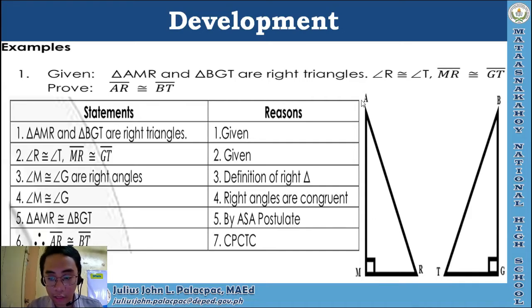Ganon din yung magiging case natin sa AR and BT, which is opposite of angle M, which is equal to angle G, na equal din sila. Kaya we can say that line segment AR is congruent to line segment BT.